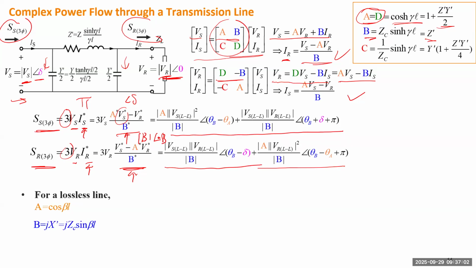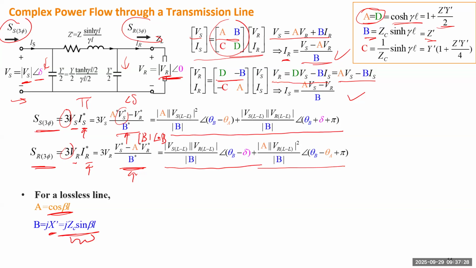So for a lossless line, A will be simply cos βL. B will be j times the surge impedance times sin βL. This one represents the equivalent reactance of the line, so we just call it X prime. X is actually the total reactance of the line.